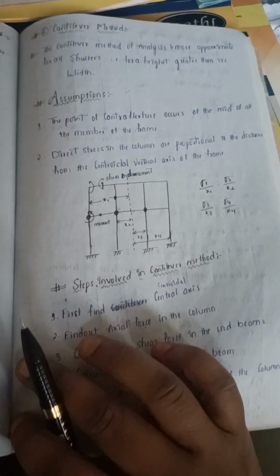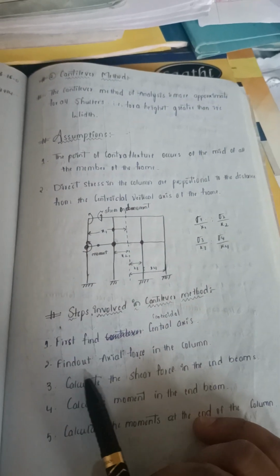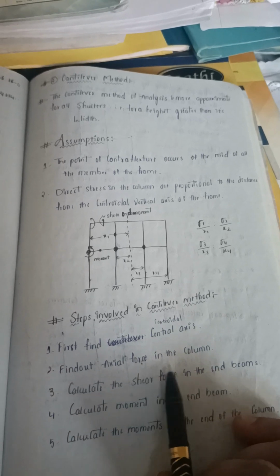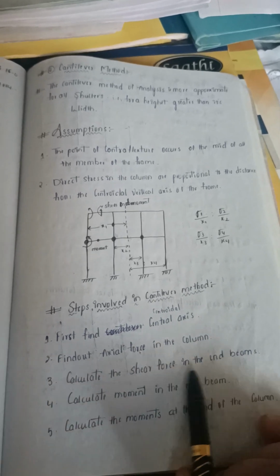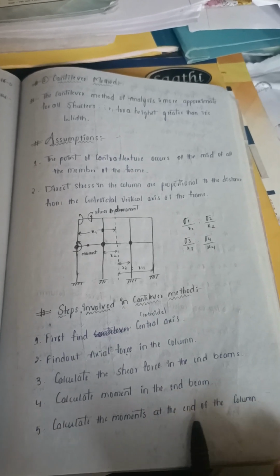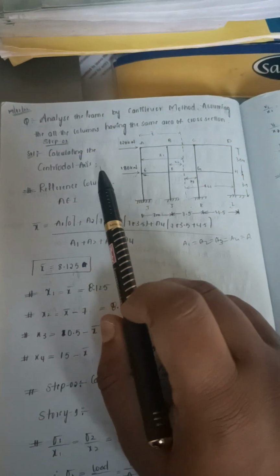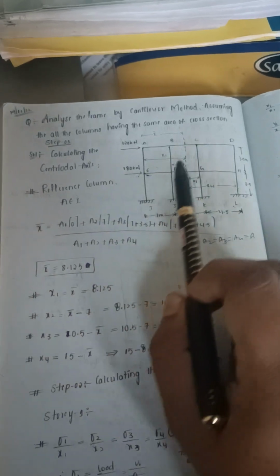So the main steps involved are: first finding the centroidal axis, then finding the axial force in the columns, calculating the shear force in the end beams, calculating the moment in the end beams, and calculating the moments at the ends of the columns. So let us see a problem. Analyze the frame by the cantilever method, assuming all the columns have the same area of cross section. So the first step is to find the centroidal axis distance.